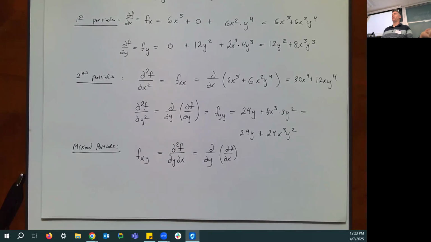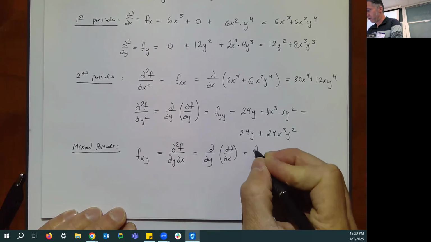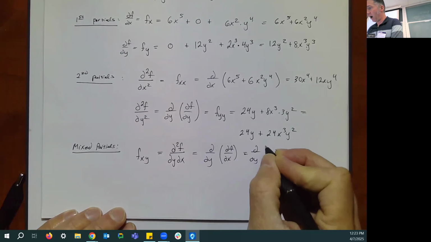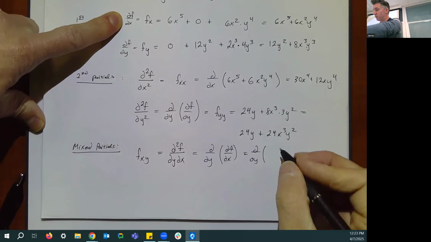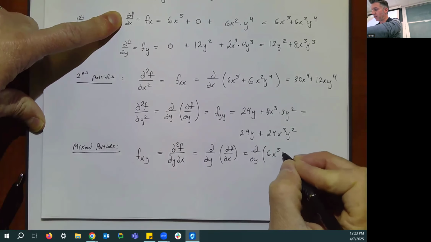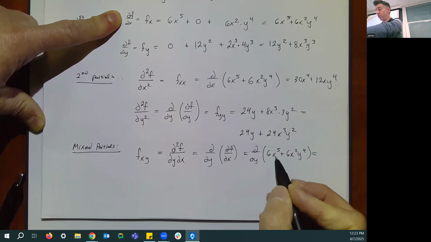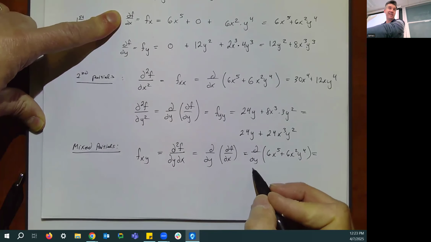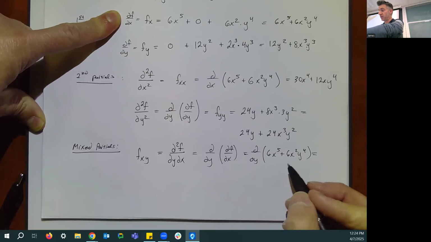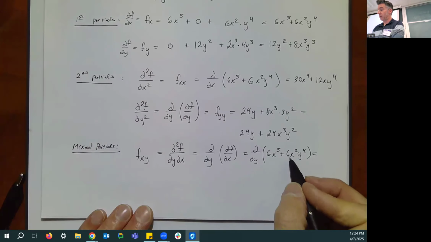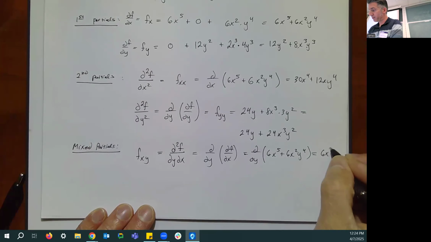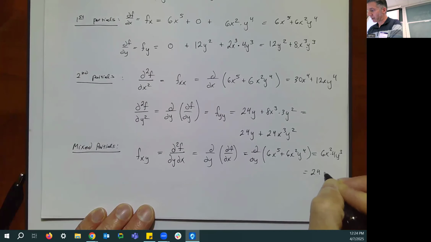In practice, it's not hard to do. The notation is just a little bit wonky. So here, it's the partial derivative with respect to y of the partial we found for x, which was 6x to the fifth plus 6x squared y to the fourth. The derivative of 6x to the fifth with respect to y is going to be 0. The derivative of 6x squared y to the fourth is going to be 6x squared times 4y cubed, which is going to end up being 24x squared y cubed.